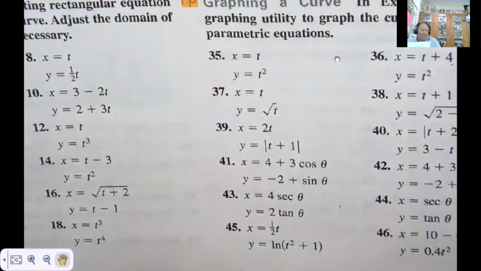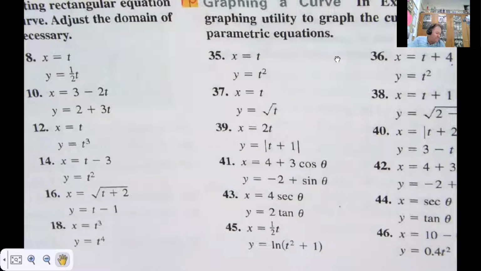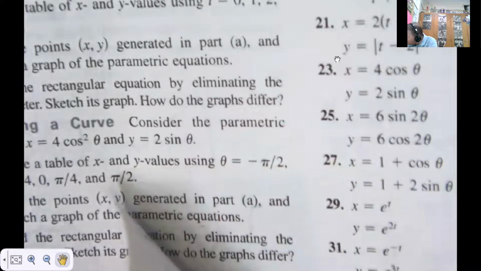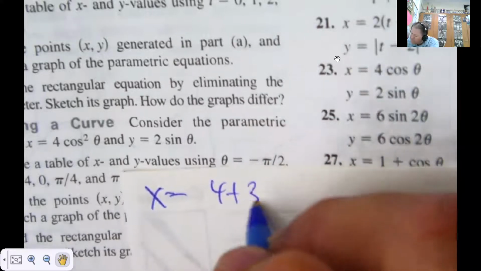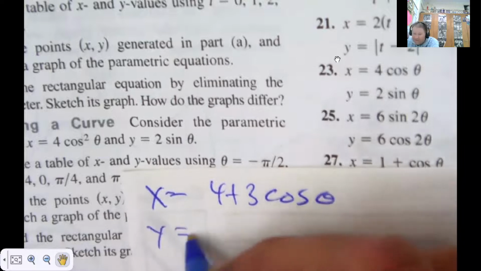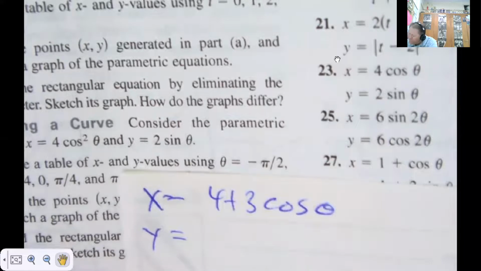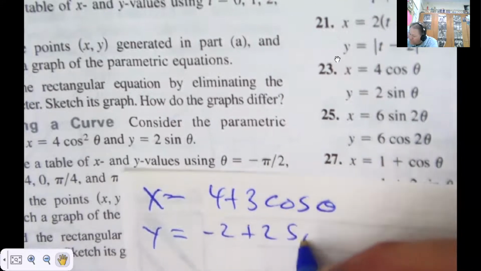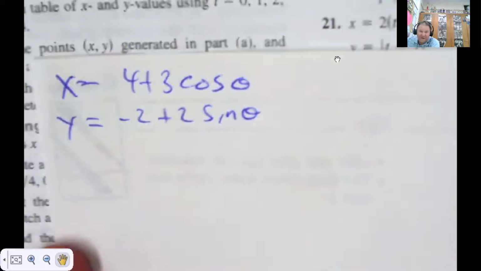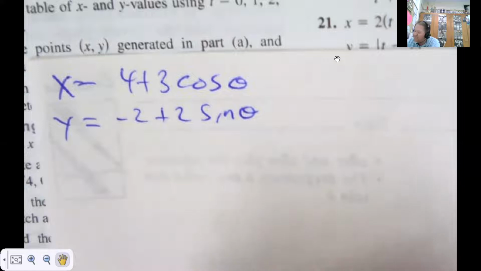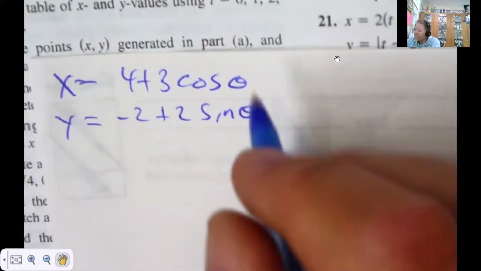42. Okay, same kind of problem. Let's start again. So for 42 here, I'm going to write it up here because it's just getting harder to write down there. So it's x equals 4 plus 3 cosine of theta, and y is equal to -2 plus 2 sine of theta. Boy, do I wish I could tell you what those are, but those are something in polar equations. But anyway, here we go. We haven't gotten there.